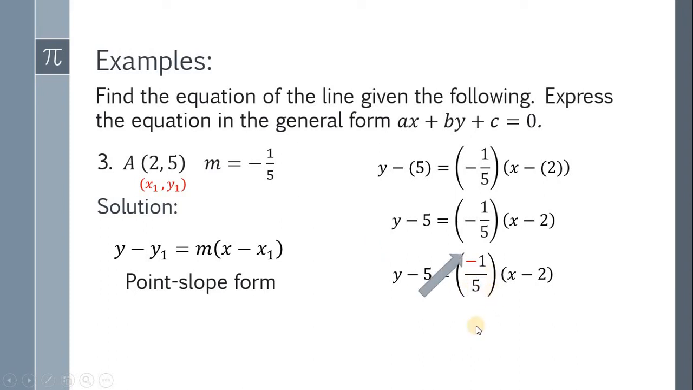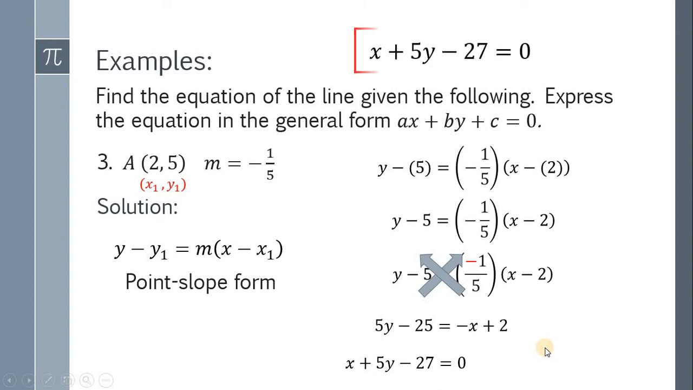Okay, now, we are now ready to cross multiply. So, we have 5y minus 25 equals negative 1 times x, which is negative x. Negative 1 times negative 2, kaya naging positive 2. Now, kailangan daw nasa general form. So, since negative yung x, lipat natin sa kabila. So, magiging x plus 5y minus 27 equals 0. And that's the answer.